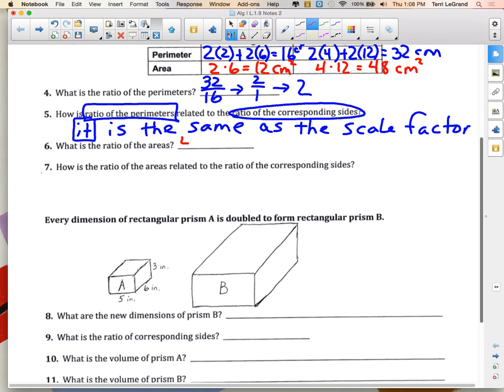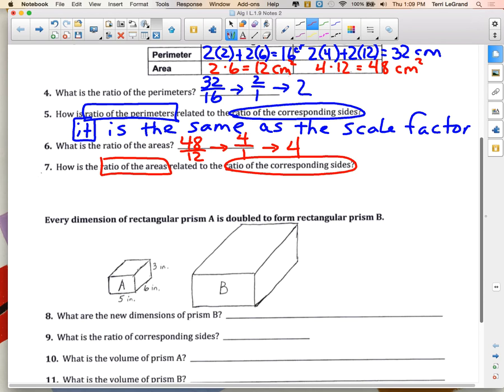Comparing 48 over 12, which is the same as 4 over 1, because there's 4 12s in 48, which is really the same as 4. We get the scale factor this time. Well, then what are we going to say for this one? It says, how is the ratio of the areas related to the ratio of the corresponding sides? What's the ratio of the corresponding sides again? Scale factor. And the scale factor is 4.